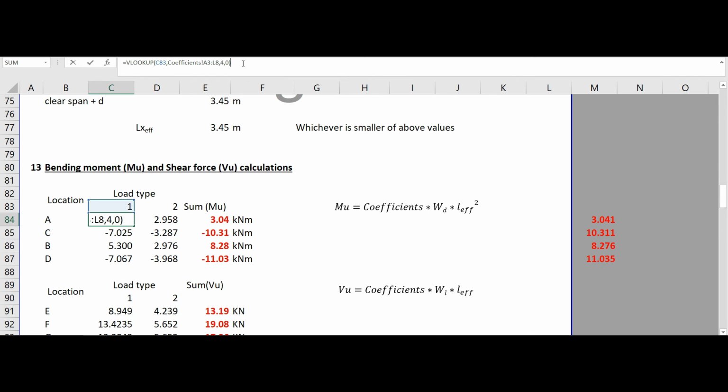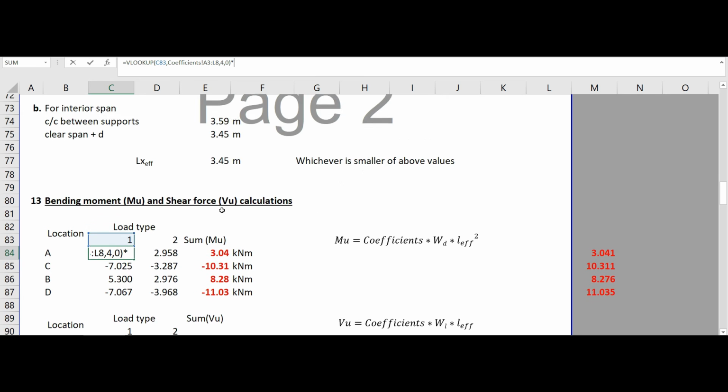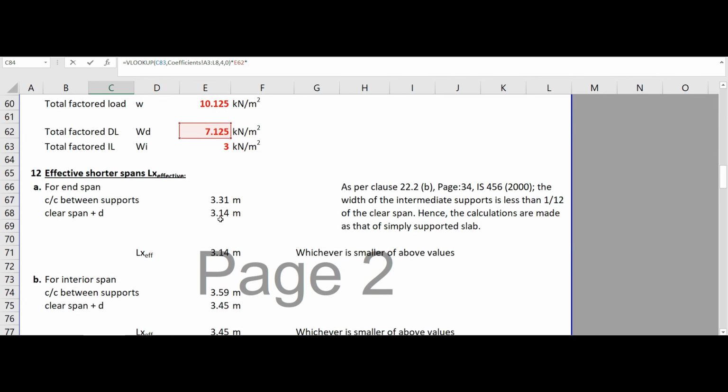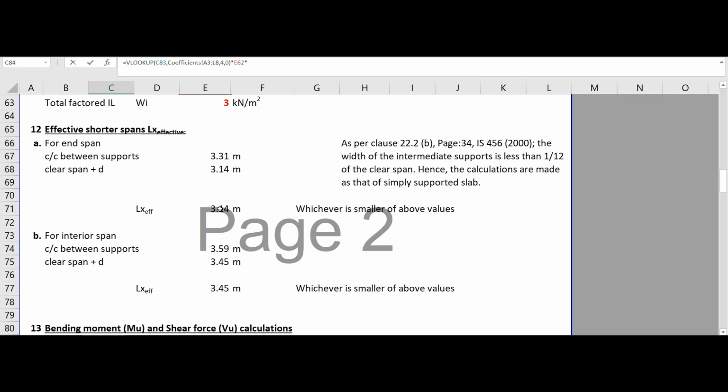We will multiply this coefficient's value by the dead load and the effective length square. So here multiplying it by the total factored dead load and the effective length for the end span square. So here multiplying it by 3.14 square.